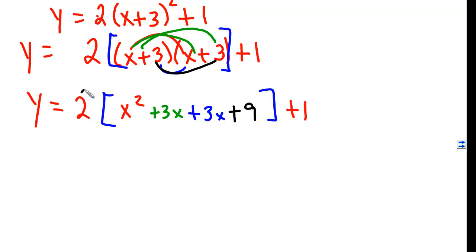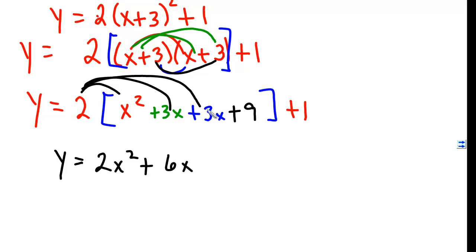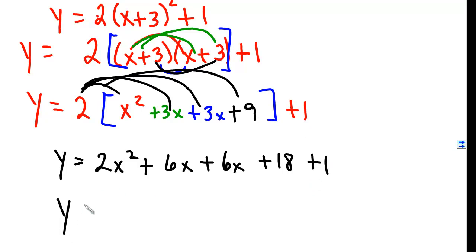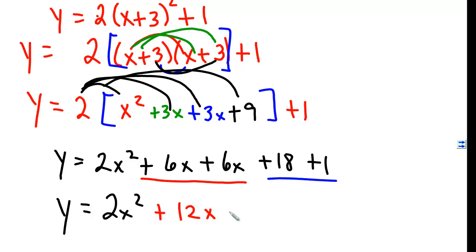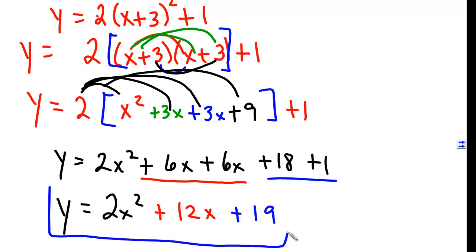So now distribute the 2 through to each term. 2 times x squared is 2x squared. 2 times 3x is 6x. 2 times 3x is 6x. 2 times 9 is positive 18. And I still have a 1. Combining all the like terms, 2x squared, 6x plus 6x is 12x, and 18 and 1 is 19. So the answer is y equals 2x squared plus 12x plus 19.